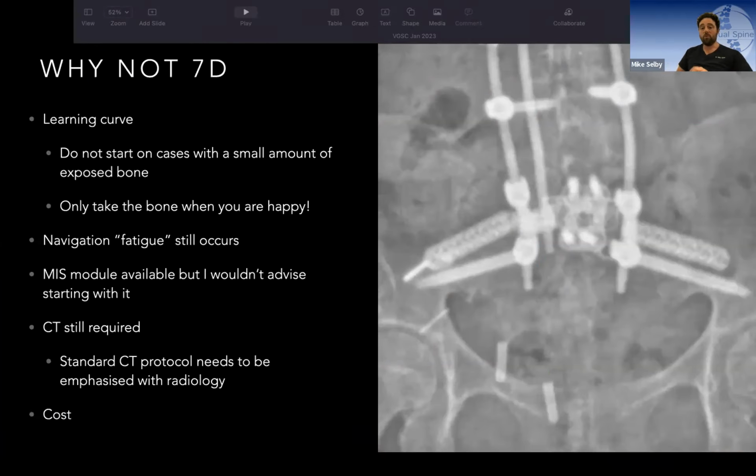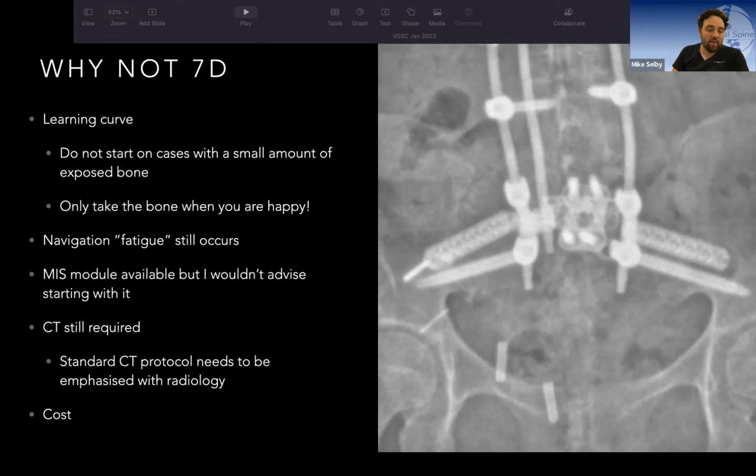So why wouldn't you use 7D? Well, there certainly is a learning curve. And the first time I used this, I tried to do it on an MIS TLIF. It's not an operation I do that much anymore, but I do an MIS TLIF through a little Wiltse approach before I take the facet out. And I thought, oh, cool, let's check this out. Let's see if I can see down this small hole, see the bone and flash.